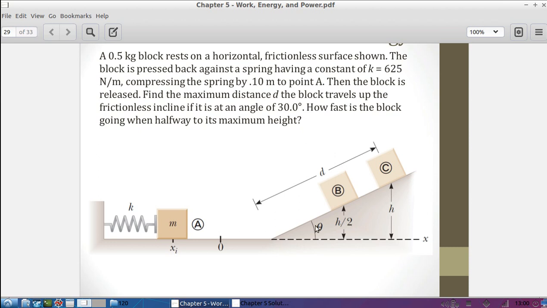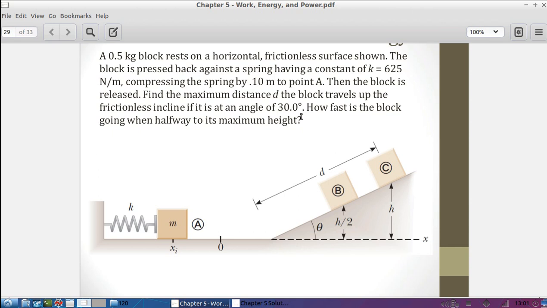I've got the angle of the incline, and there are two questions. There's a question about the block at point B when it's halfway up the incline. You see this? This is h. At point B, this is 1/2 h. Then there's a question about the block when it's all the way up the incline. The first question is find the maximum distance d, this straight line distance the block travels up the incline. And the second part is how fast is it going when it's halfway up to its max height.